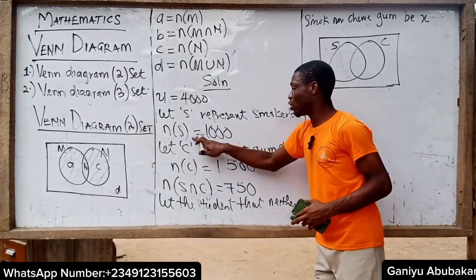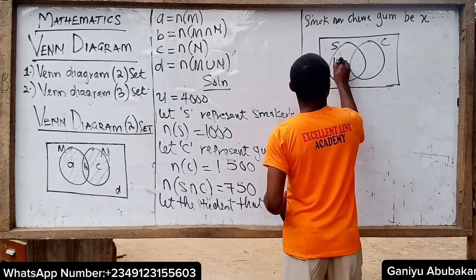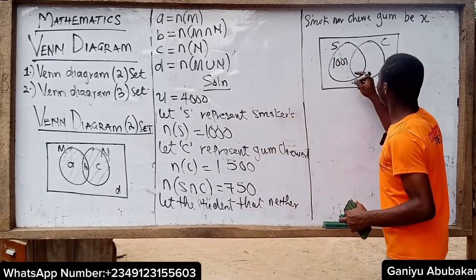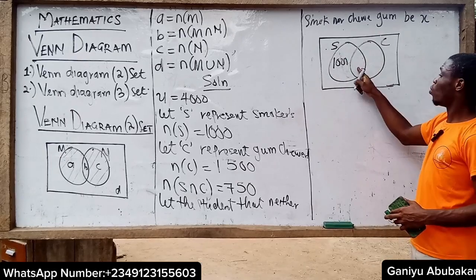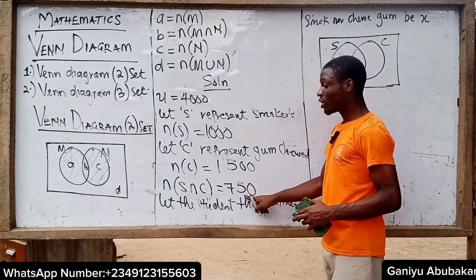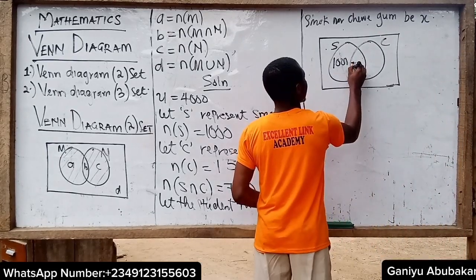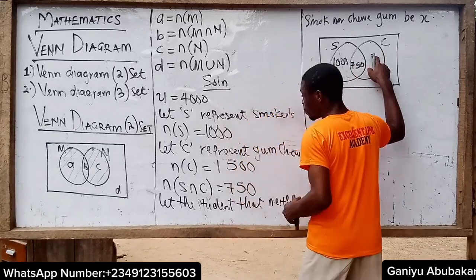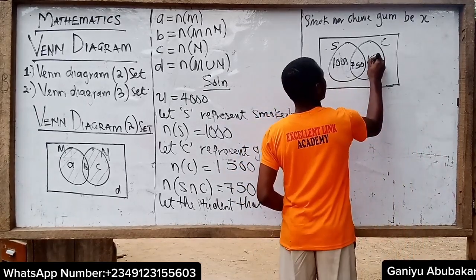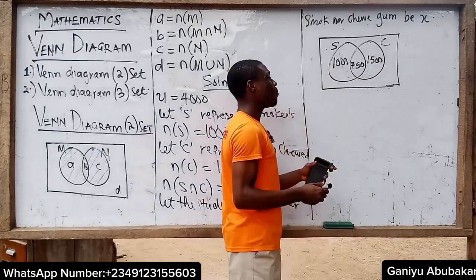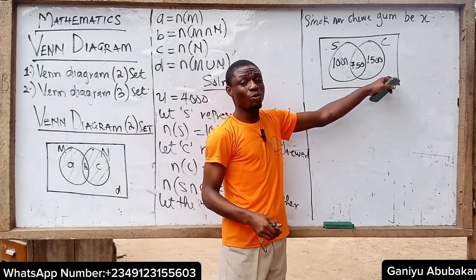N of X is 1000. Next, this is the intersection: what smokers and chewers have in common is 750. What's N of C? N of C is 1500. Observe that I'm left with the last one here, which is what we're looking for.